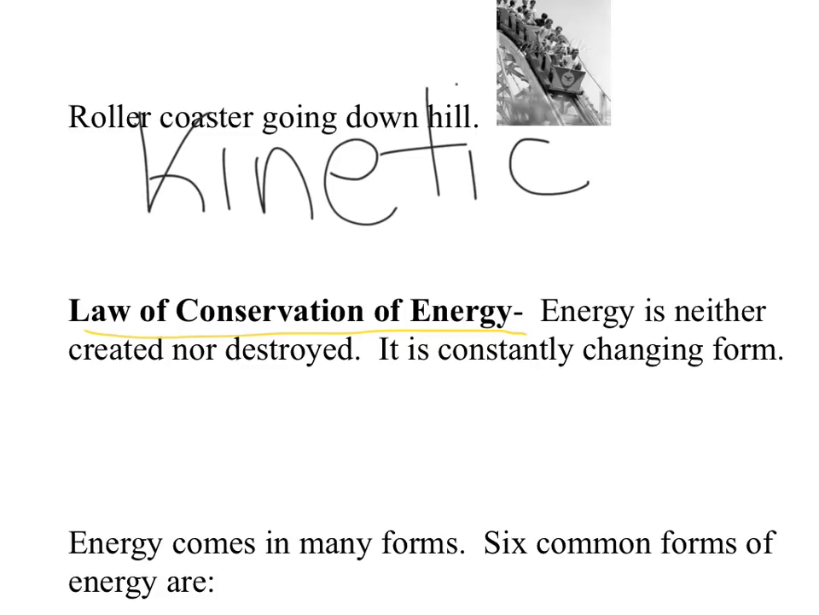So when you turn a light on, you're not creating energy. That energy comes from somewhere else. When you move your arms, you're not creating energy. That energy has come from somewhere else. It's changed form. The only place energy is created is in the sun, and we'll get to that in just a minute. But energy is constantly changing form.